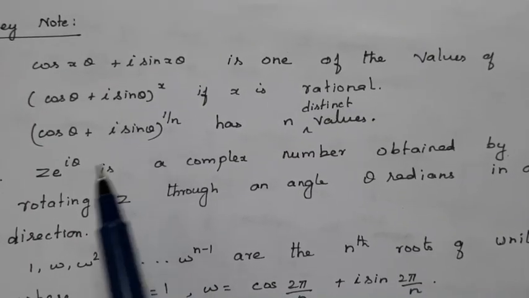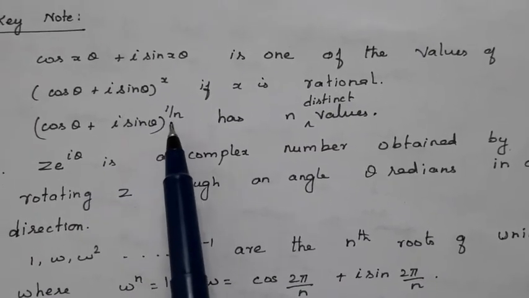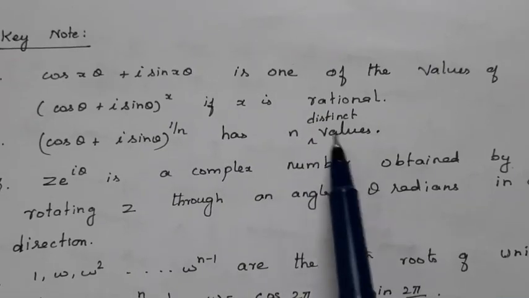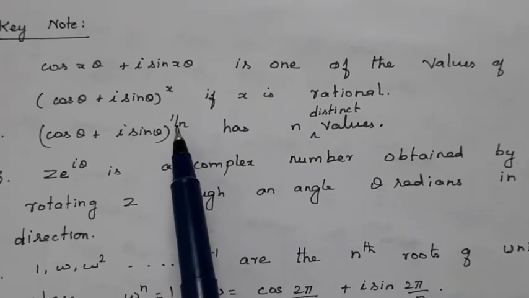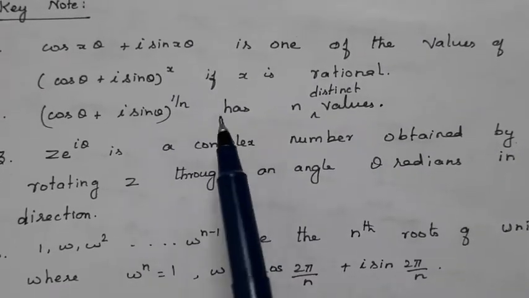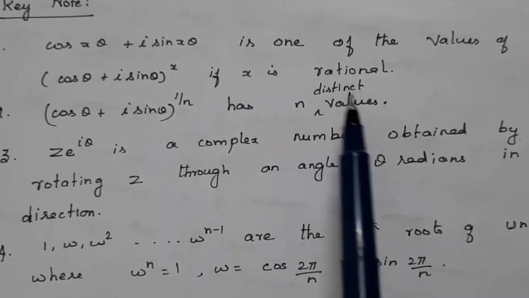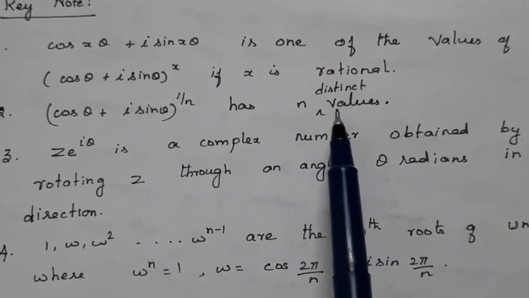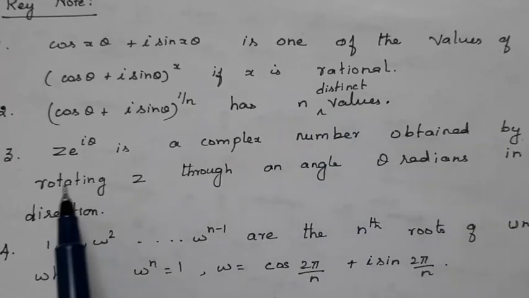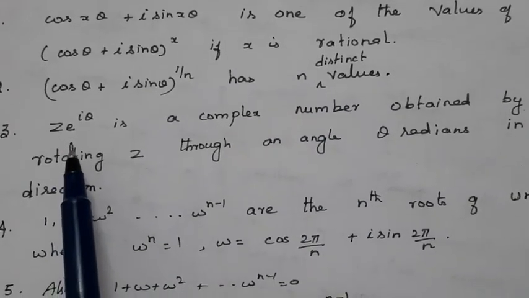Now, (cos θ plus i sin θ) to the power 1 by n has n distinct values. Whatever the denominator, that many values it will have. It may have more than n values, but among those, n values will be distinct. Then this is called the rotation rule.